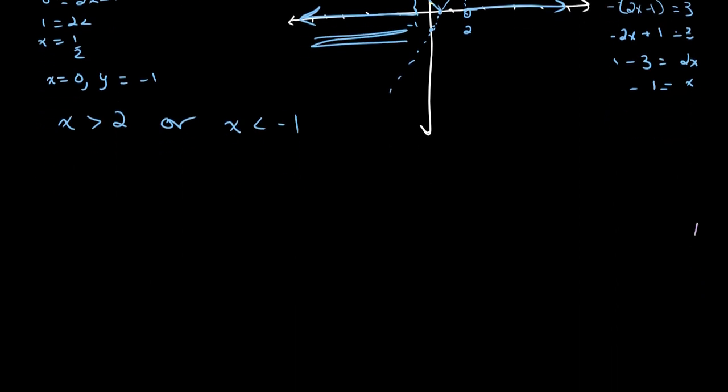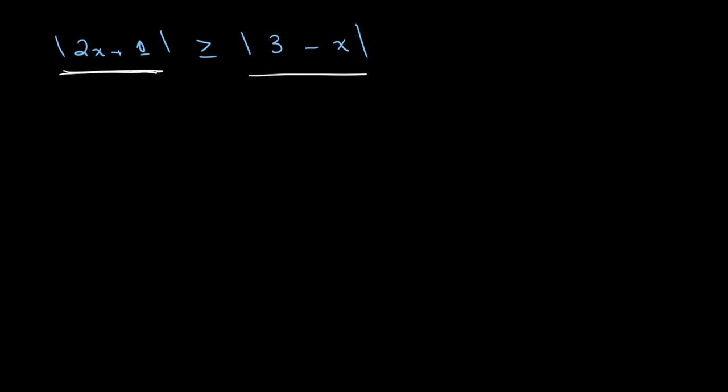Let's look at another example where we have absolute value functions on either side. So let's say that the absolute value of 2x plus 1 is greater than or equal to the absolute value of 3 minus x. So it's a very similar idea over here. We're just going to graph both of these graphs in this case. So we'll graph 2x plus 1 and 3 minus x, and we will find all of the points where the absolute value of 2x plus 1 is greater than or equal to the absolute value of 3 minus x.